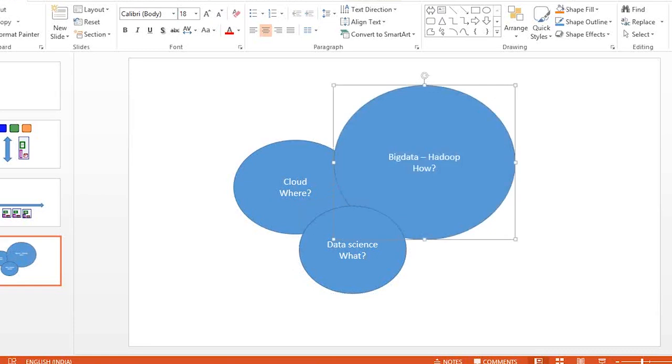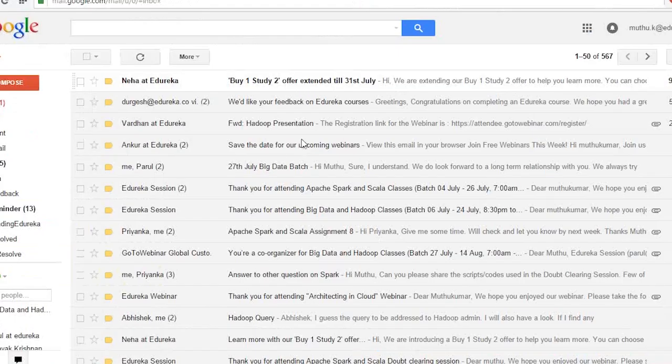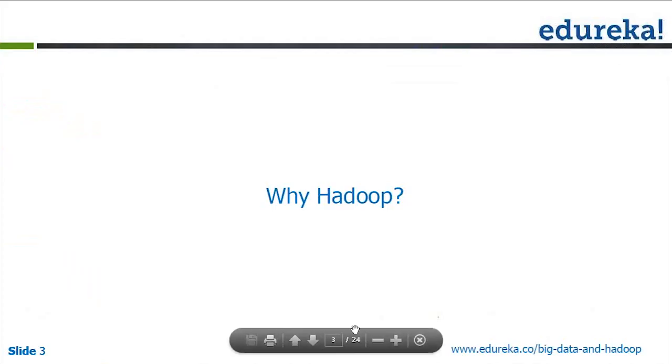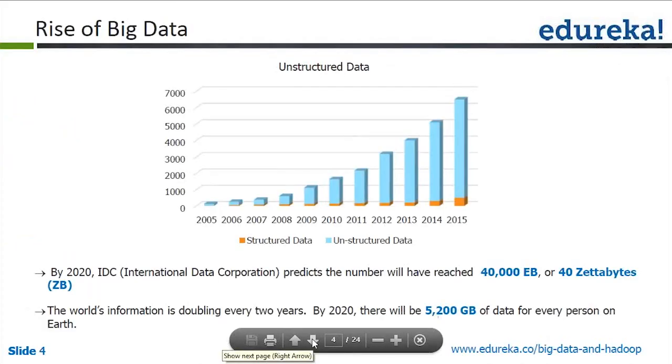What is Hadoop and what is big data? As I mentioned, the amount of unstructured data has grown exponentially. If you look at the past decade, the amount of unstructured data is growing enormously. Let me give you a simple example.